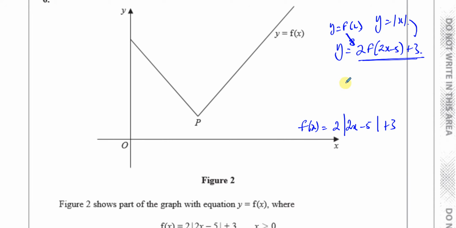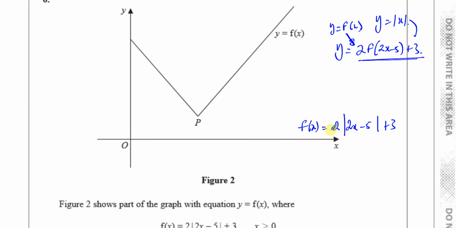You could also work out the equation of this part of the graph, and the equation of that part of the graph, and see where they intersect. That's the second option.